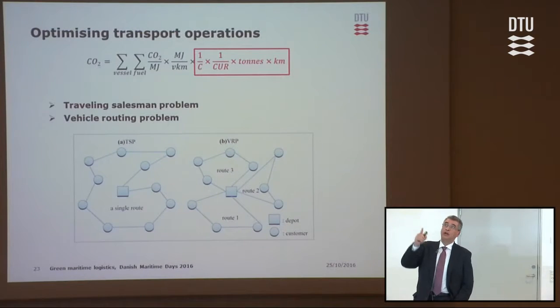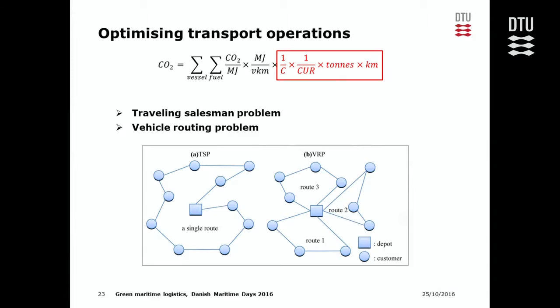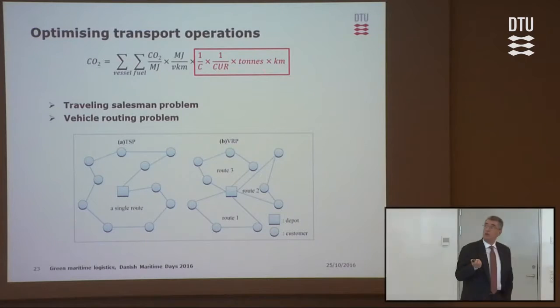Now, in addition to having measures addressing each one of these factors separately, there are measures or policies that address a combination of such factors, and optimization of transport operations is one of them. Here, what you see, these four terms all taken together are basically the equivalent of vehicle kilometers.